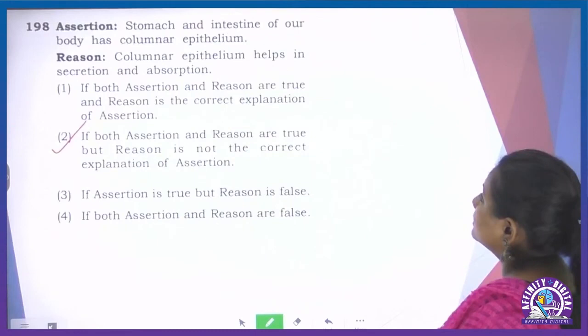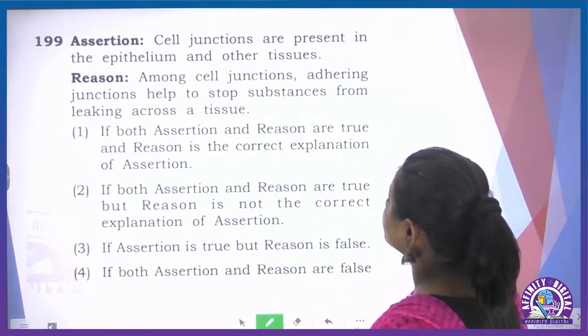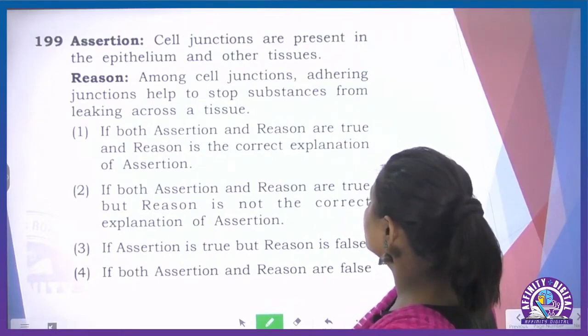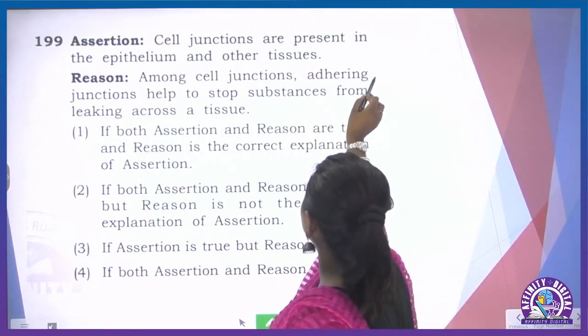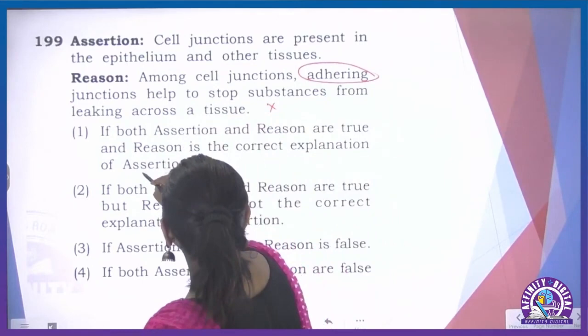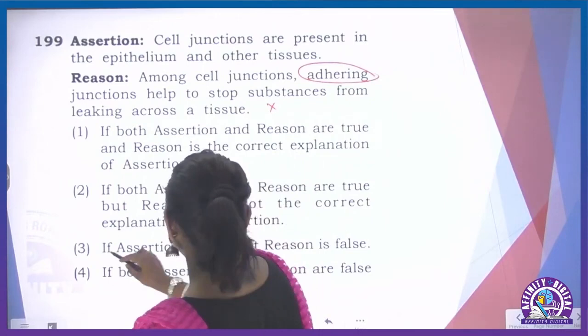Cell junctions are present in the epithelium and other tissues. Reason, among cell junctions, adhering junctions help to stop substances from leaking across a tissue. No, adhering junction does not stop that. So the assertion is correct, but the reason is not the correct explanation. The assertion is true, but the reason is not correct.